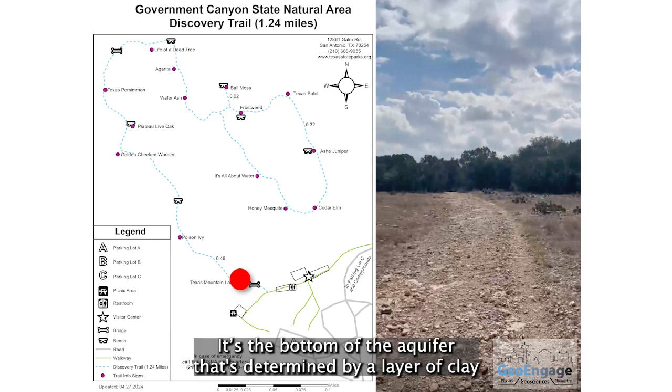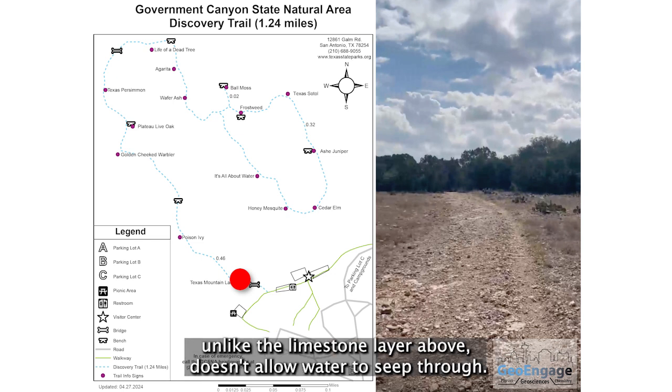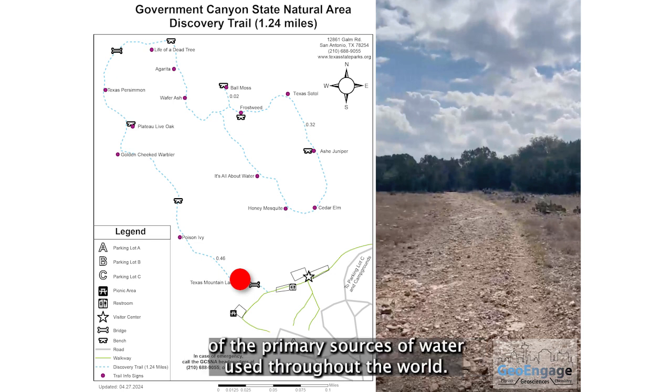That's determined by a layer of clay that sits below the limestone, forming what's known as a confining layer, which, unlike the limestone layer above it, doesn't allow water to seep through. Aquifers are one of the primary sources of water used throughout the world.